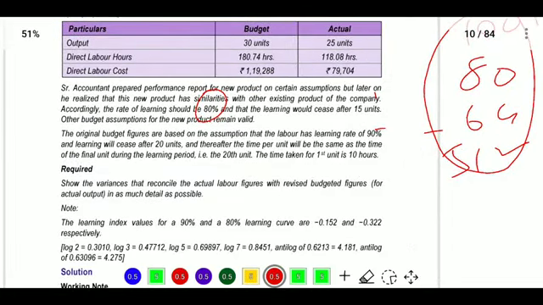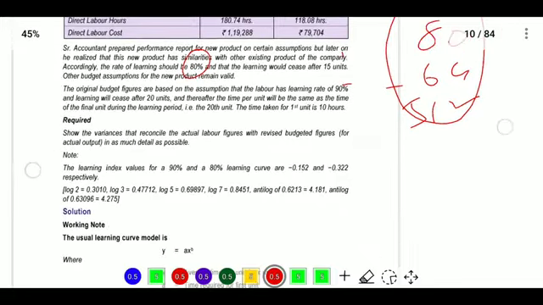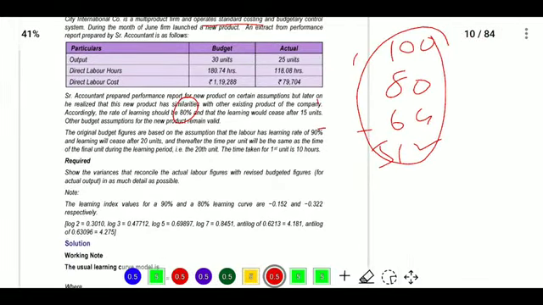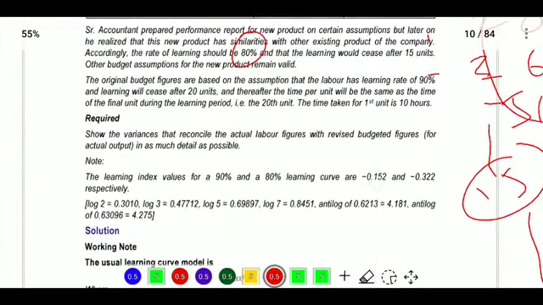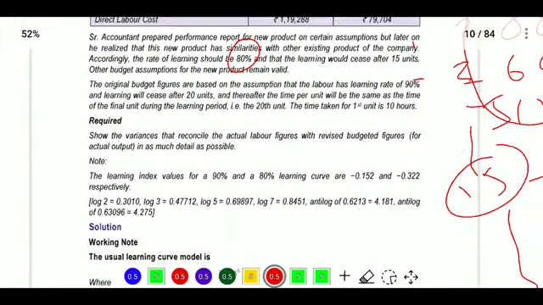Next, the learning would cease after 15 units. So for the first unit, second unit, third unit, fourth unit, up to the 15th unit we will calculate. After 15 units the learning curve will stop, so it will take the same time. For example, if you got 10 hours at that point, then we will continue for our other products at 10 hours only. We will reach the minimum time.